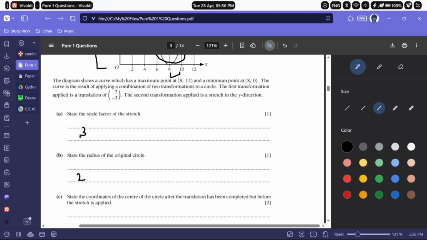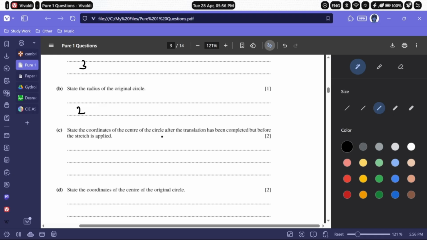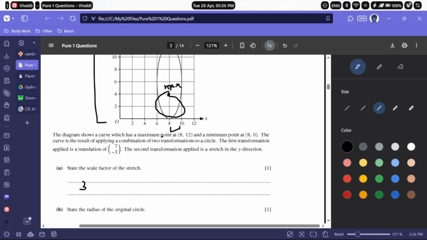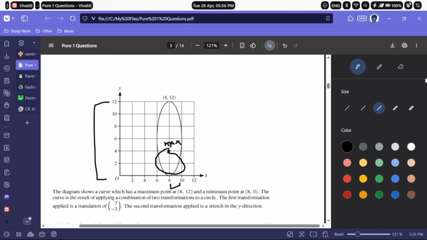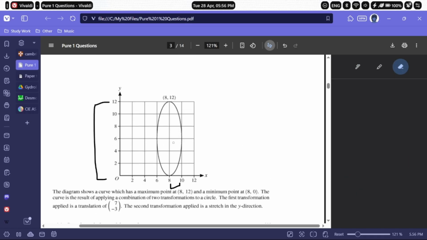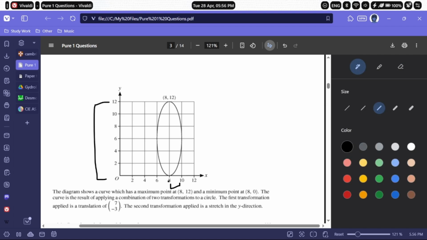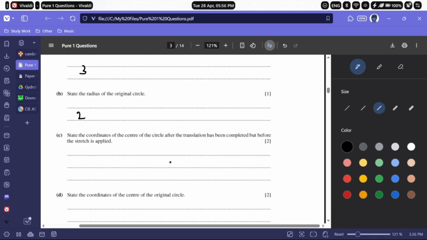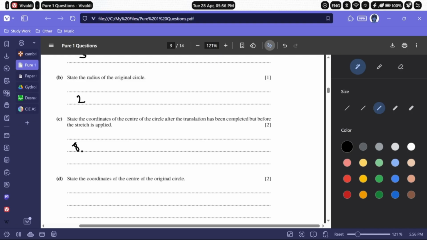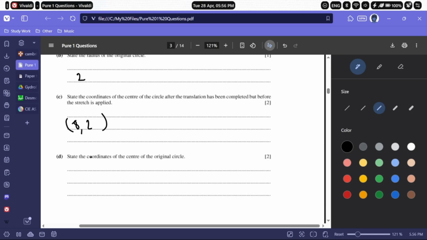Then: state the coordinates of the center of the circle after the translation has been completed, but before the stretch is applied. If you look at the final circle, it's 12 units long, right? So the center would be right over here. Now, after you unstretch it, it will be at 8 comma 2. So that's basically your answer.